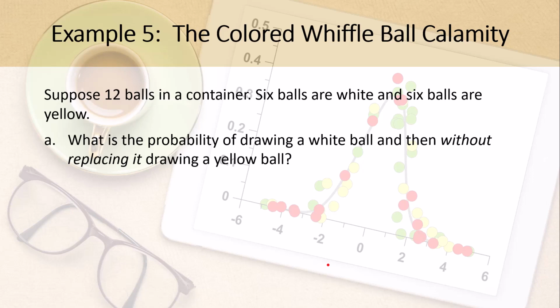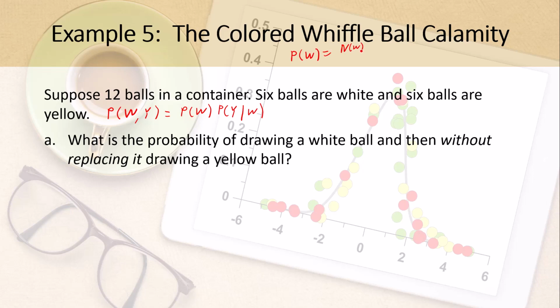Okay, so in example 5, we have what we call the colored wiffle ball calamity. Suppose that we have 12 balls in a container. 6 balls are white, 6 balls are yellow. What is the probability of drawing a white ball and then without replacement drawing a yellow ball? So we want to find the probability of drawing a white ball and a yellow ball. That will be equal to the probability of drawing a white ball times the probability of drawing a yellow ball given that a white ball has already been drawn. Probability of drawing a white ball should be pretty straightforward.